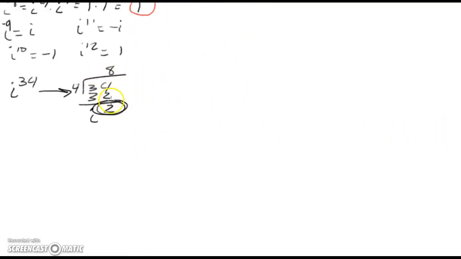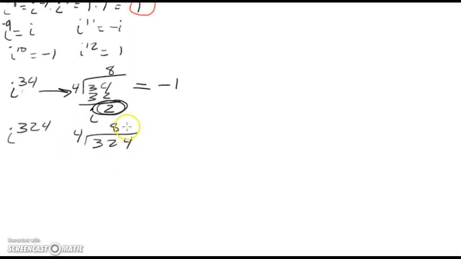I have a remainder of 2. Then i to the 34th is going to equal -1. And I can do that with any number. So even if I take a really large number, like 324, I can divide that by 4 still. So 4 divided by 324, it goes in there 8 times.